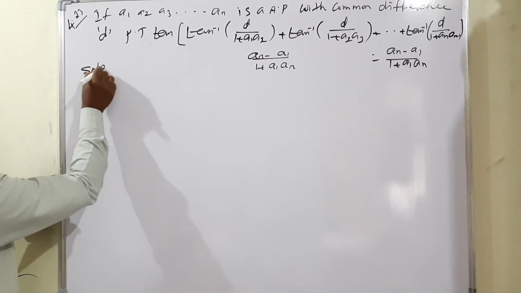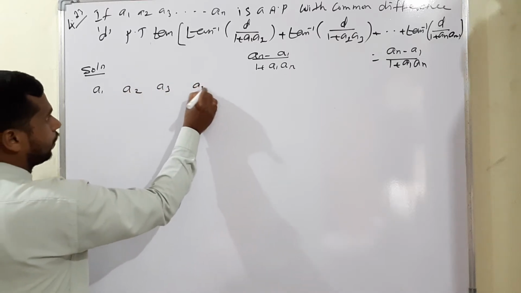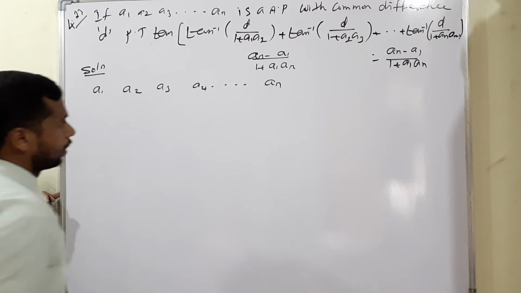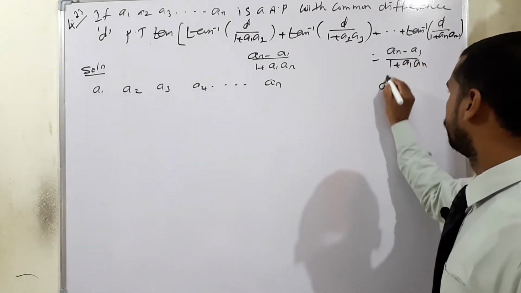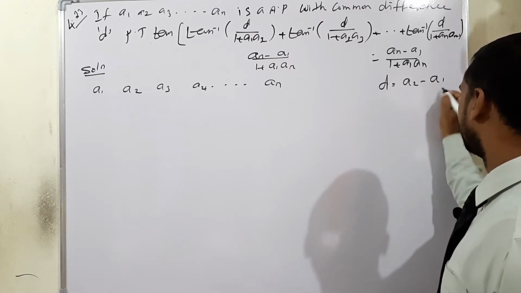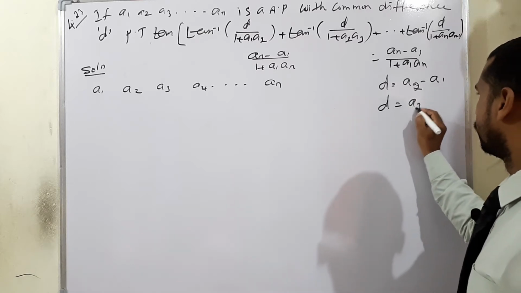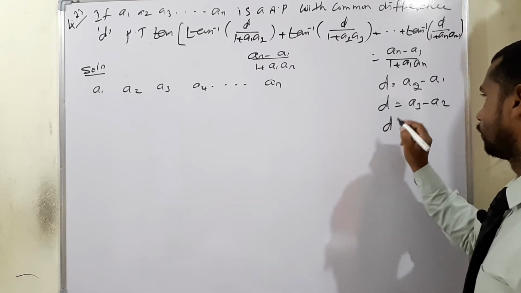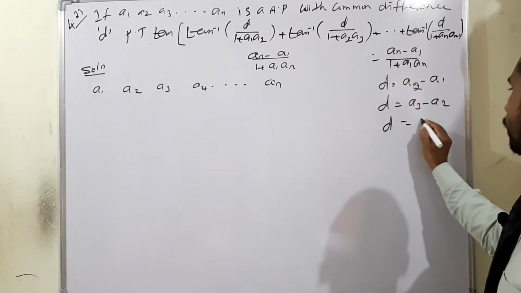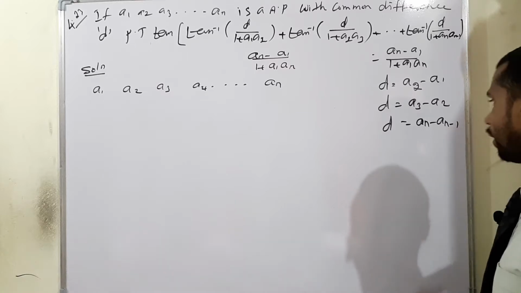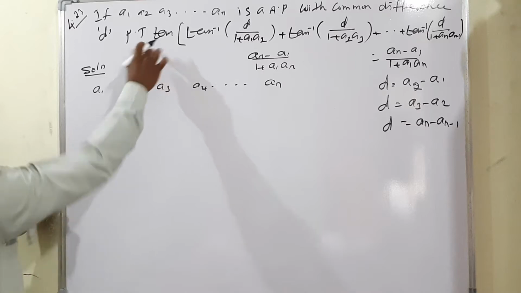Solution. What is the meaning of arithmetic progression? a1, a2, a3, a4, ... an. How to find the common difference? Second to first, so the common difference is equal to a2 minus a1. Then third to second means a3 minus a2. As well as the last term, definitely with the previous term, an minus an minus 1, isn't it? Moving to LHS, the prove-that part.